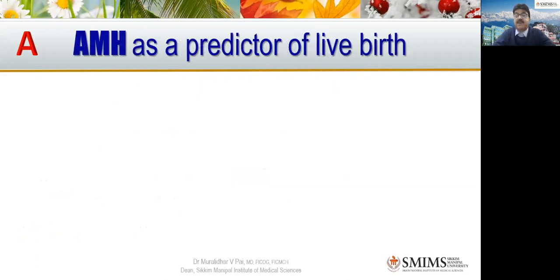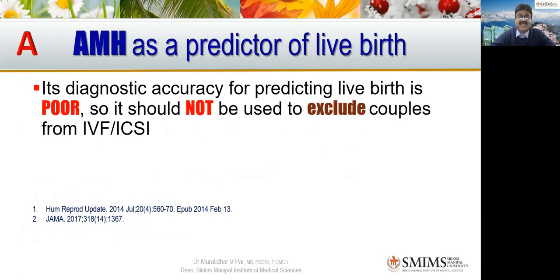AMH as a predictor of live birth. Its diagnostic accuracy for predicting live birth is poor, so it should not be used to exclude couples from IVF and ICSI. It may talk about ovarian reserve and ovarian response, but it is not going to say whether this lady is going to become pregnant or not.